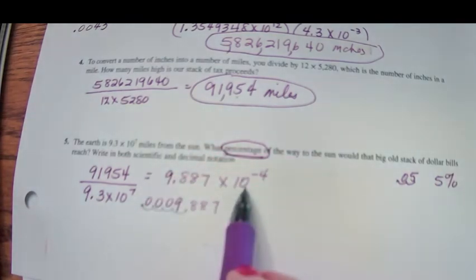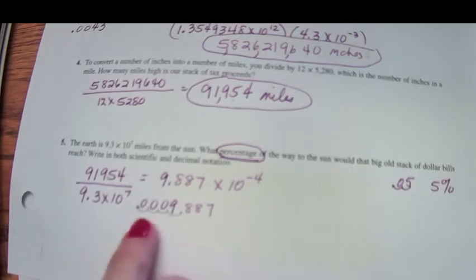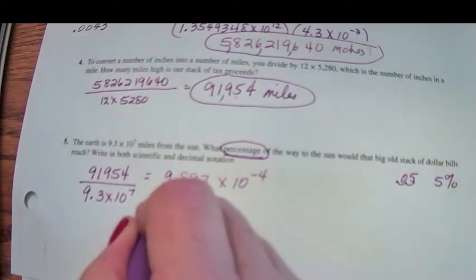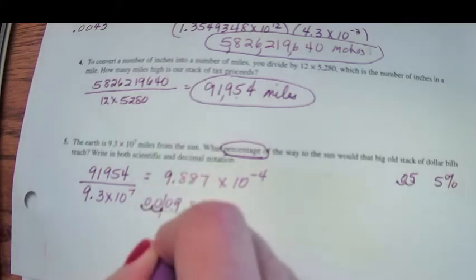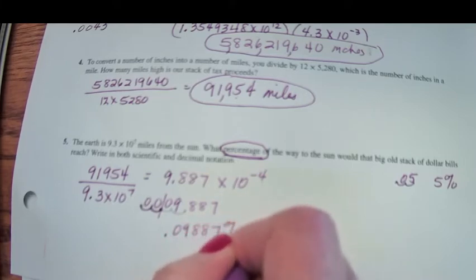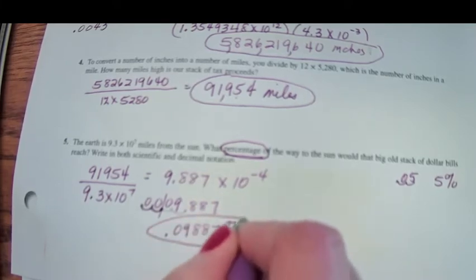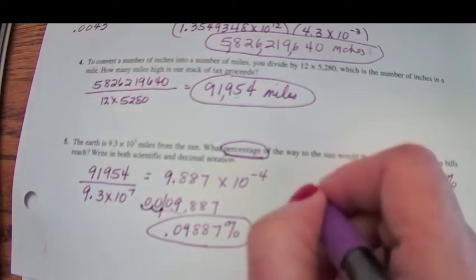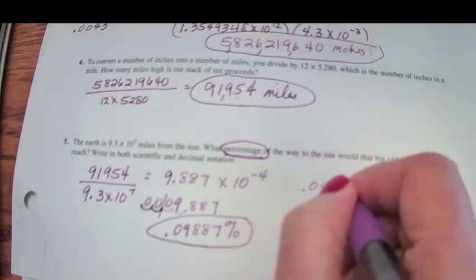Okay, so this is scientific notation. For this answer, it's not a percentage yet. This is the decimal representation of this answer. It is not a percent yet. If I want to change this to a percentage, I move the decimal over 2: 0.09887%. That's my decimal answer. If I want a scientific notation answer, I have to change 0.09887 to scientific notation.